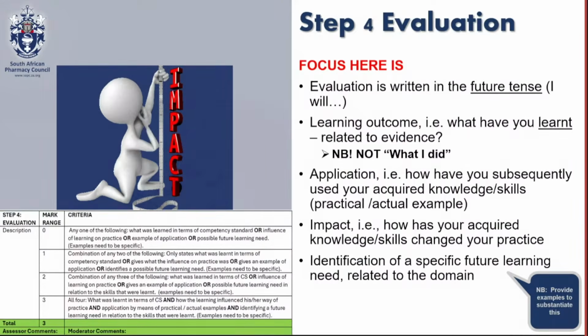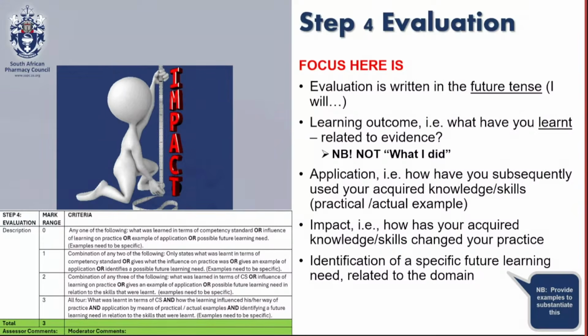So the focus here is evaluation is written in the future tense. Learning outcome, what have you learned? What I did? Application, how have you subsequently used your acquired knowledge or skills? The impact, how has your acquired knowledge or skills changed your practice? And then identification of a specific future learning need related to that domain.